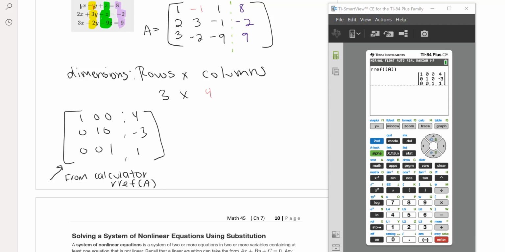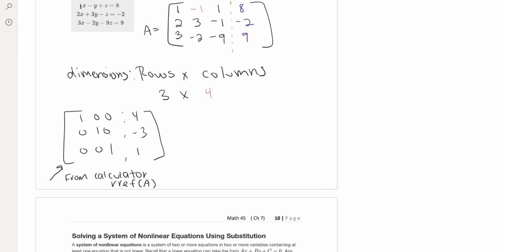Now that I've copied that, remember that this is directly copied from the calculator, and now I have zeros and ones, which makes it really easy to solve this system of equations. Remember, in our first column we had our x's. So this is going to represent our x's here. So notice how here for my x's, I have 1, 0, 0. So this tells me that my x value is going to be equal to 4.